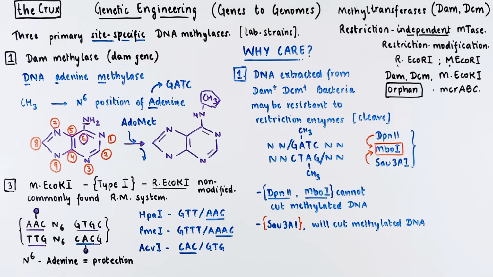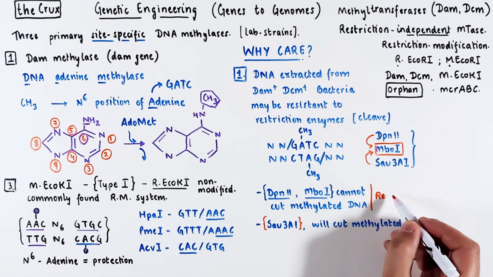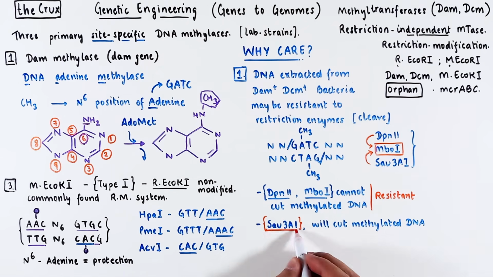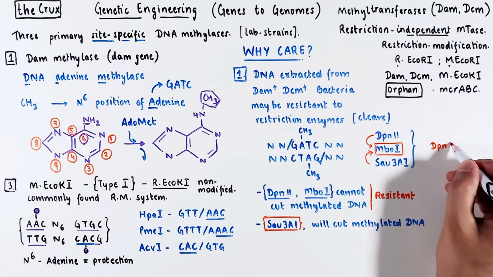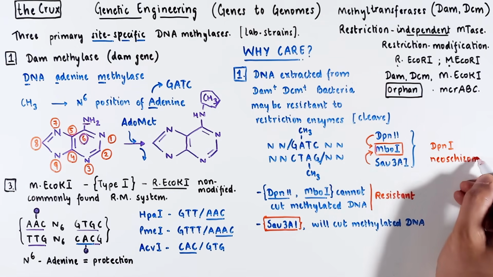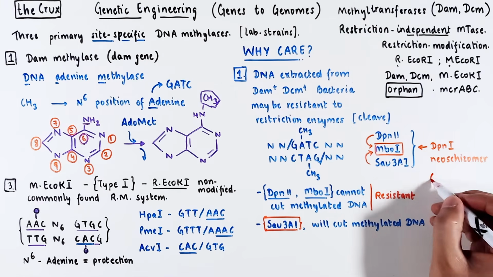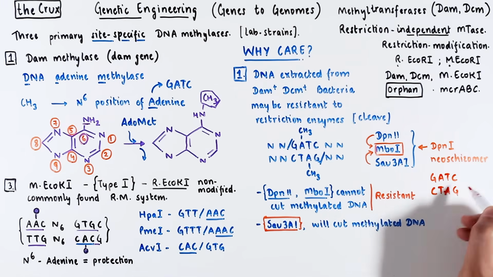And the methylation comes from the host bacteria in which it was replicated. We covered this concept in molecular immunity in the previous video. Since we're talking about GATC, DpnI is actually a neoschizomer to all these three enzymes, which cuts GATC in the middle, but only when the A is methylated.